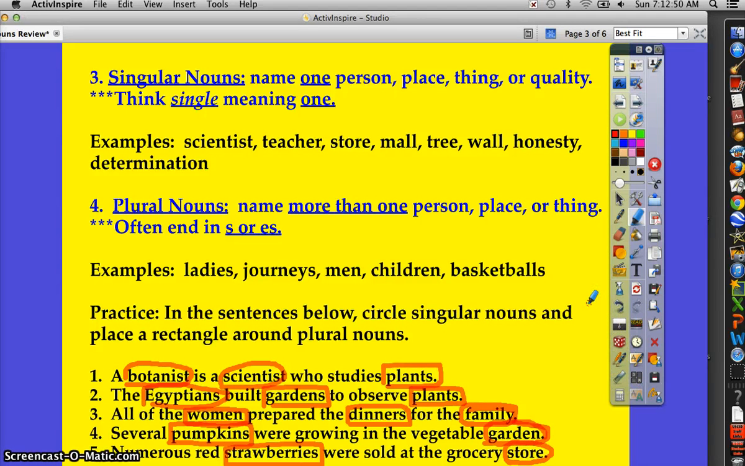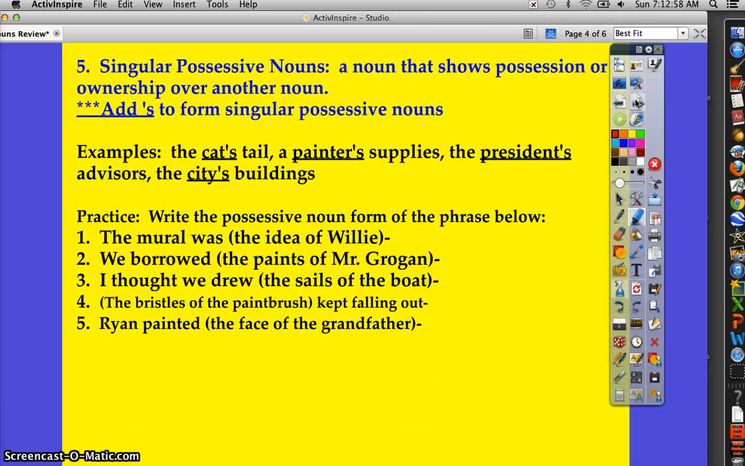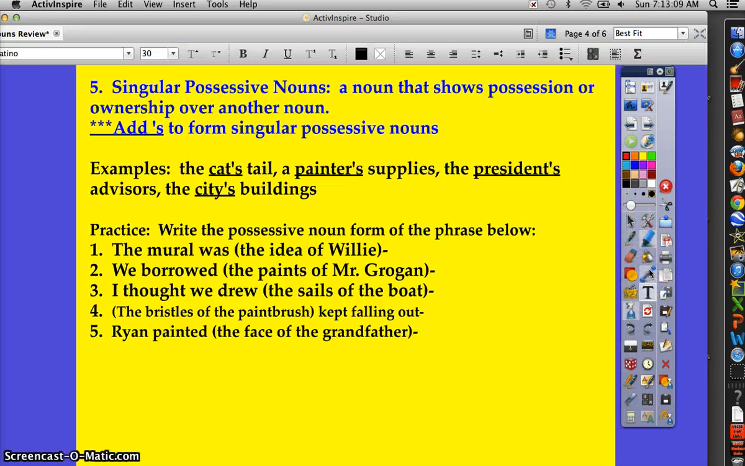So that kind of reviews singular and plural nouns pretty well for us. And then the last section of the review is what we've just been working on in class, possessive nouns. And we have 2 different categories of possessive nouns. Singular possessive nouns are a noun that shows possession or ownership over another noun. And to make a singular possessive noun, you add apostrophe s to form singular possessive nouns.